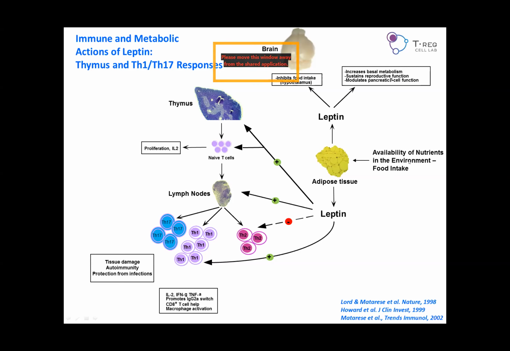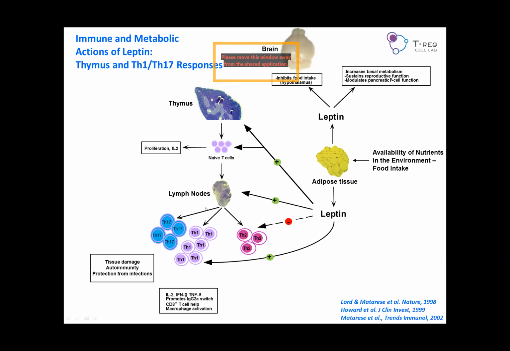So if we have enough nutrients, we will eat the nutrients. Eating the nutrients, we will put on fat mass. If we put on fat mass, we produce leptin. If we produce leptin, it means that we have enough food in the environment. Therefore, if we have enough food in the environment, we have enough bricks and stones to build our immunity. In the absence of food, in the absence of nutrients, we cannot build enough immunity. So this is in a homeostatic situation in normal individuals.